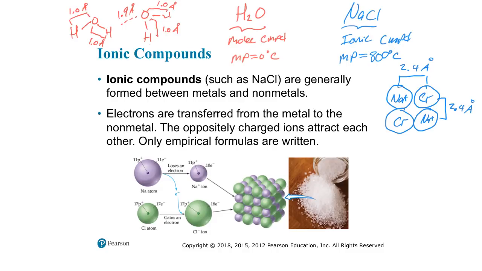Let's quickly compare two different types of compounds. Water is a molecular compound, with a melting point of 0 degrees C. NaCl is best classified as an ionic compound, with a melting point of about 800 degrees C. Clearly we have a very different property between the melting points of these compounds. But let's take a closer look at why we have such a difference.